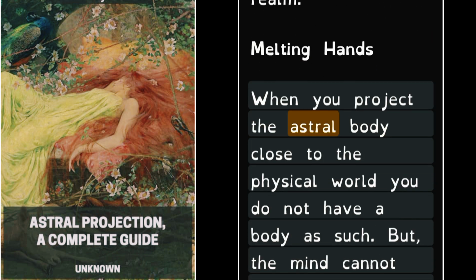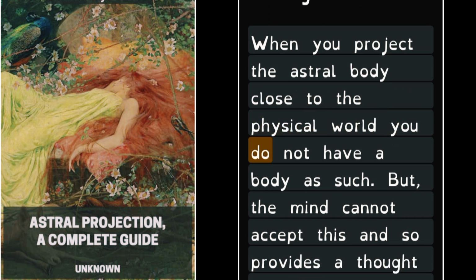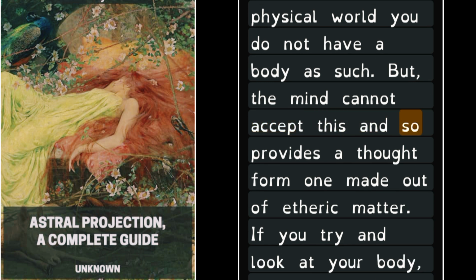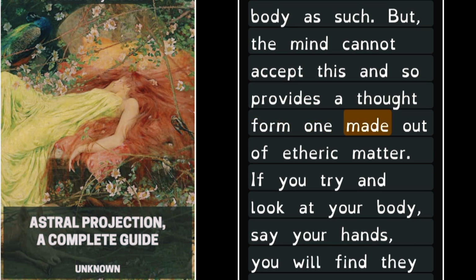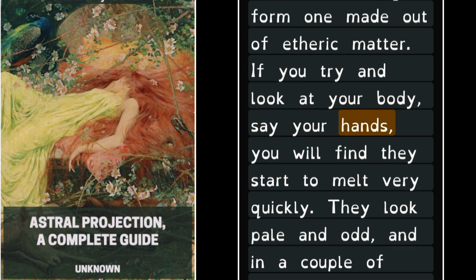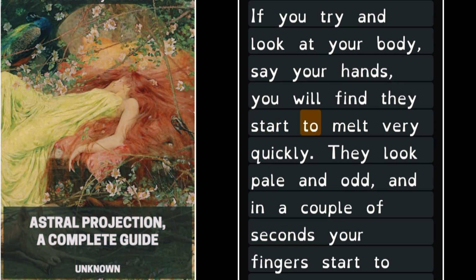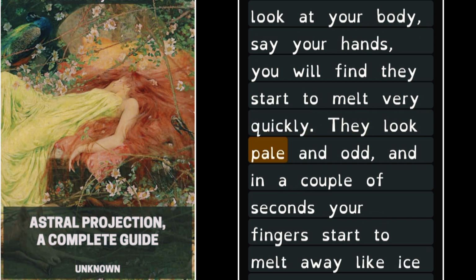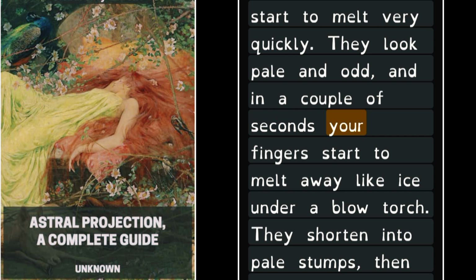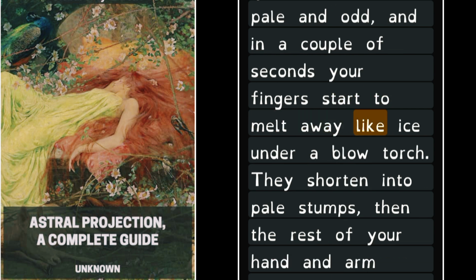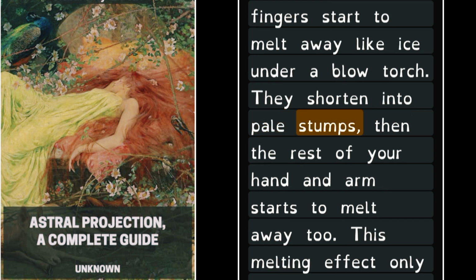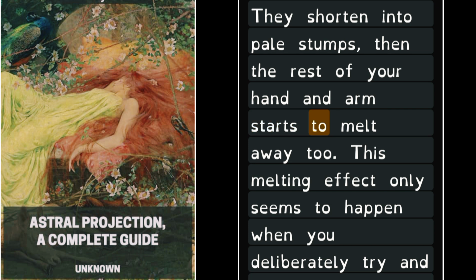Melting hands. When you project the astral body close to the physical world, you do not have a body as such, but the mind cannot accept this, and so provides a thought form, one made out of etheric matter. If you try and look at your body, say your hands, you will find they start to melt very quickly. They look pale and odd. And in a couple of seconds, your fingers start to melt away, like ice under a blowtorch. They shorten into pale stumps.